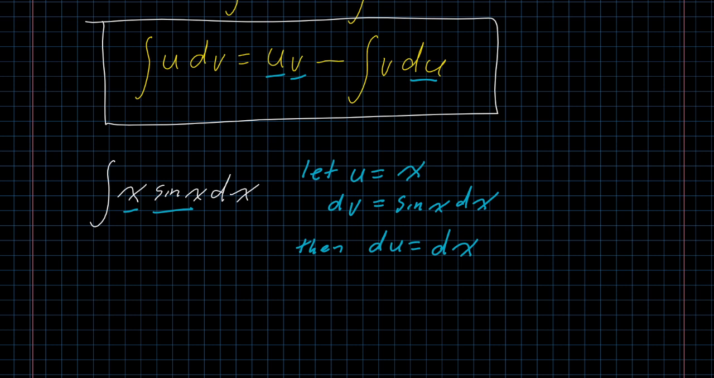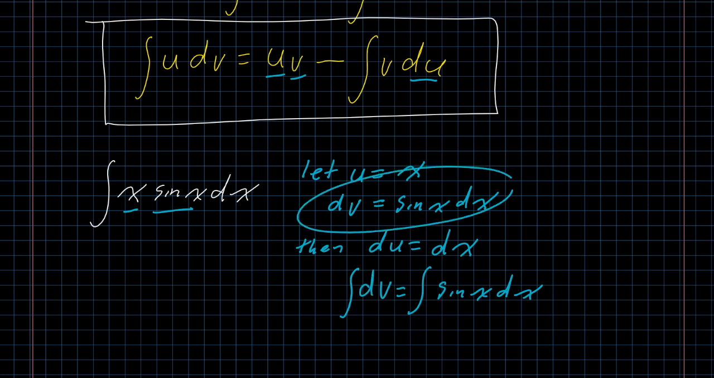If dv is sine of x dx, then v is going to be the integral of sine x dx. I guess I should write this out. It's the integral dv, just integrating both sides of this equation. But the integral dv is just v. And then the integral of sine is the negative of cosine of x.